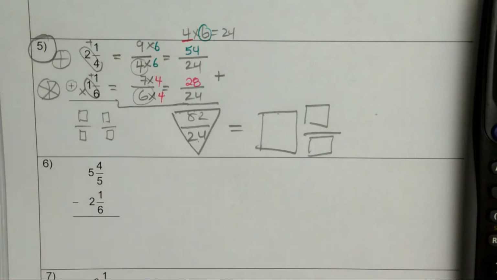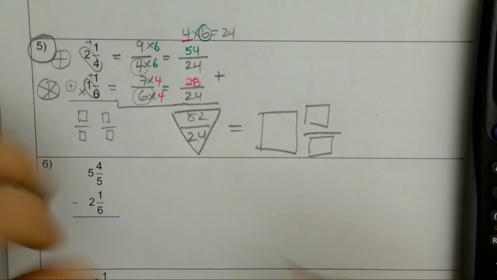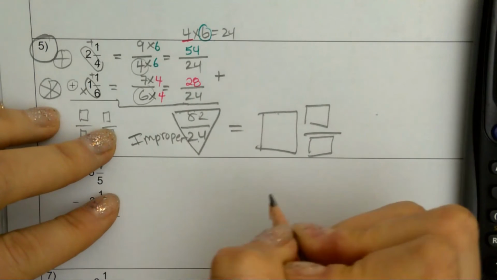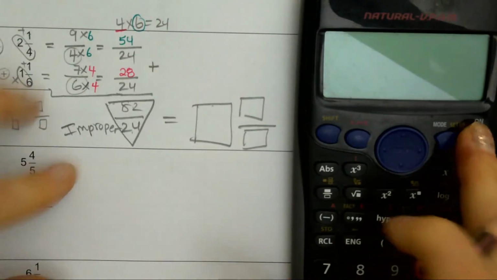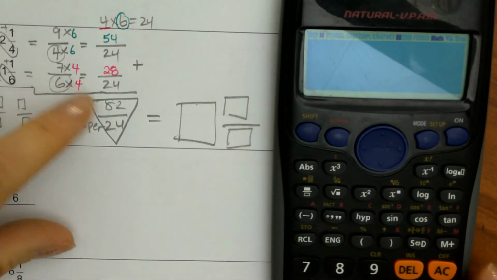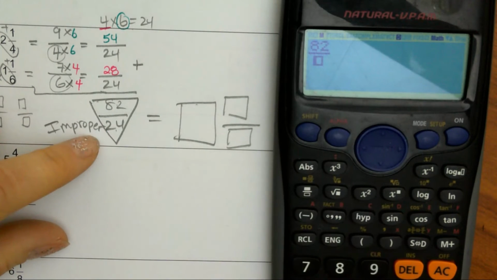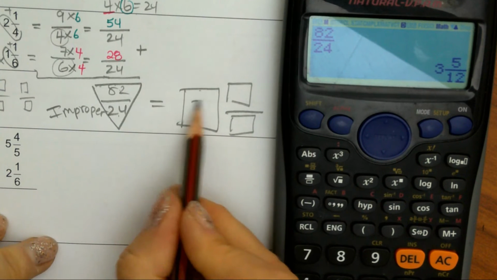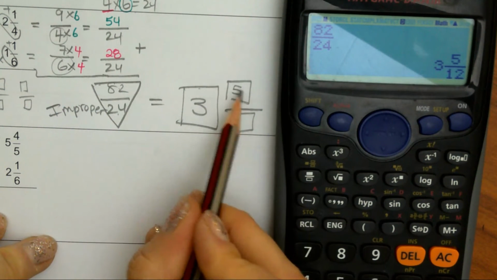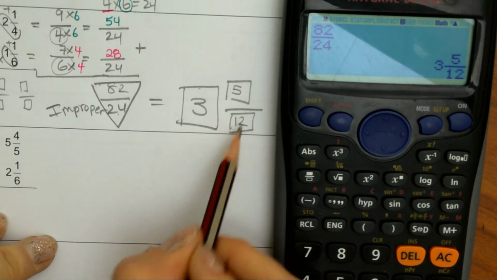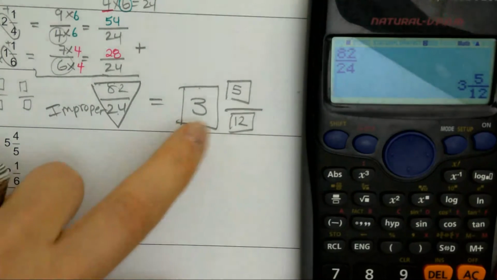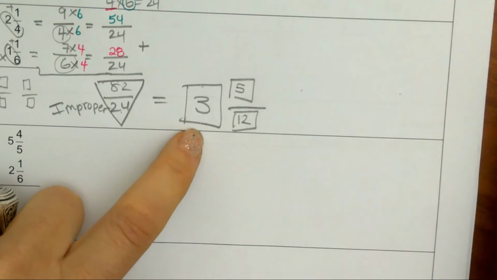My mother says, how much cake do we have? And I say 82 over 24. That's not how we speak. It's improper. So we have to make it mixed so people understand us when we talk with them. 82 over 24. Shift SD. So I have 3 whole cakes and 5 extra little slices, and the cakes are cut into 12. So always turn it into mixed, because that's how we talk with people.